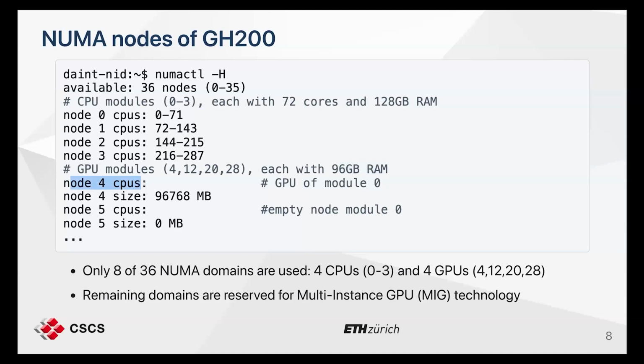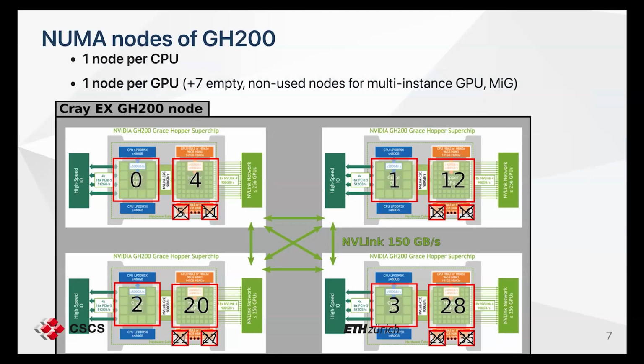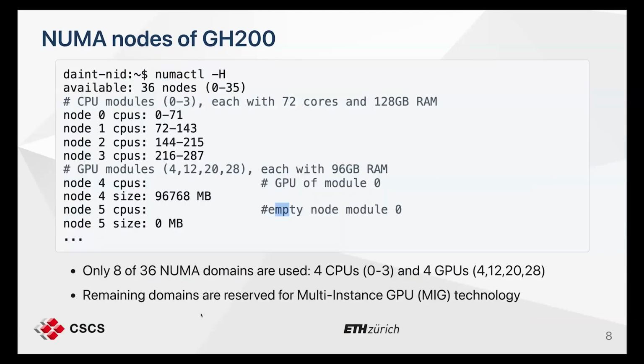If you see here, I added node 4, which is the GPU of module 0. You don't see any CPUs here, but you only see the memory for the GPU. While for node 5, you don't see anything because that's the empty node of module 0. It's here, this one here. Okay, so only 8 of 36 NUMA domains are used, and the remaining domains are reserved for MIG technology.